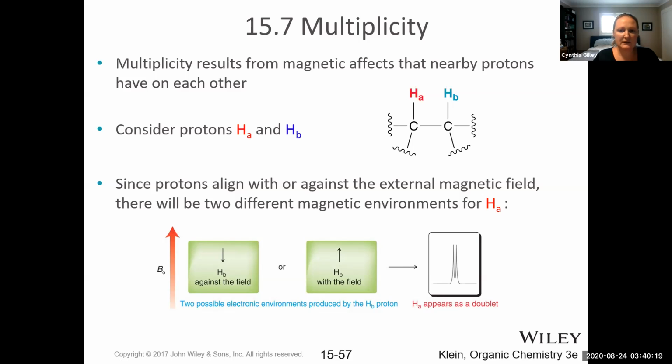So as a result of HB being a neighbor, the peak for HA is split into 2 peaks, right? Each one has about half of the area that it would have had if it had not been split. So it's like splitting one peak that would have come in the very center of these two and been twice as high into 2 peaks slightly to the left or slightly to the right. And it's all because of the neighboring hydrogen nucleus either shielding or de-shielding the magnetic field for HA.